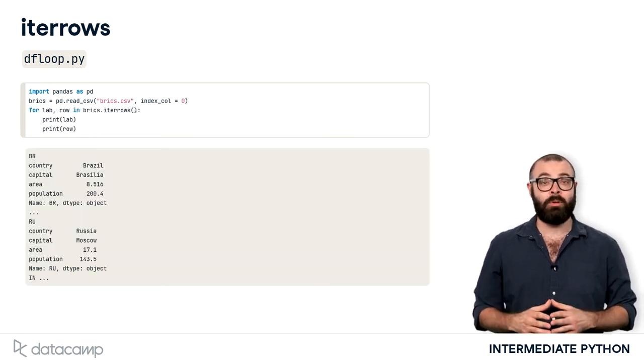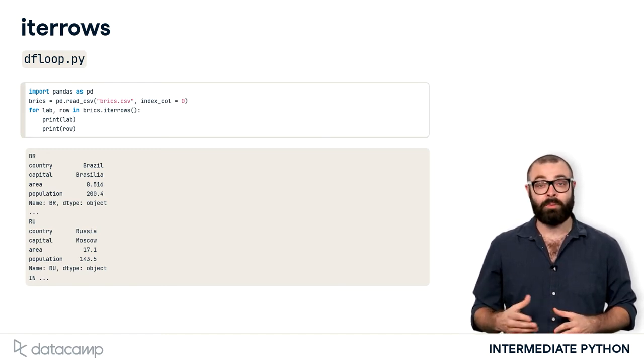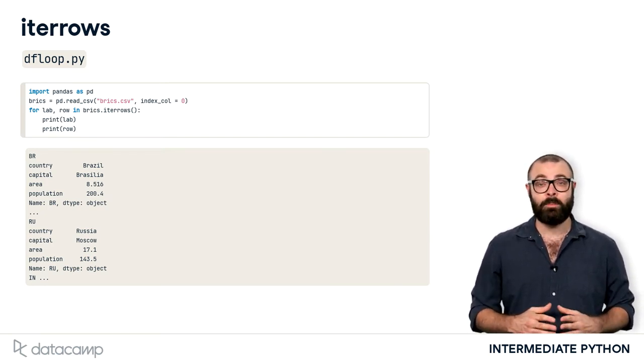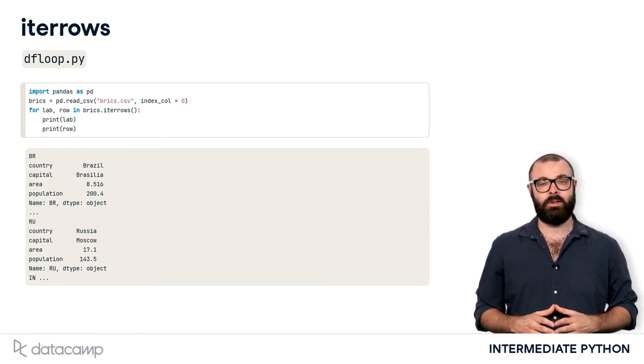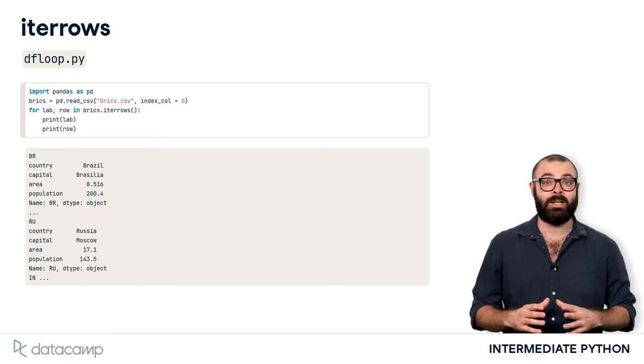We store the row label as lab and the row data as row. To understand what's happening, let's print lab and row separately inside the for loop. In the first iteration, lab is BR and row is this entire pandas series. Because this row variable on each iteration is a series, you can easily select additional information from it using the subsetting techniques you learned about earlier.